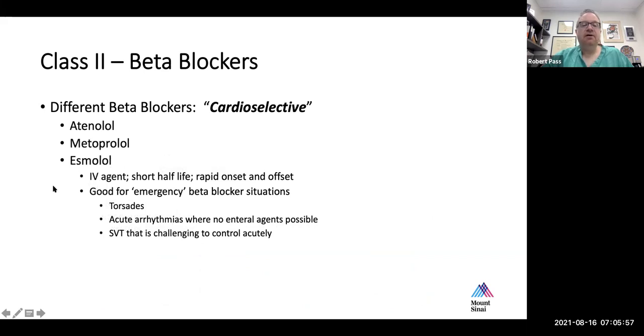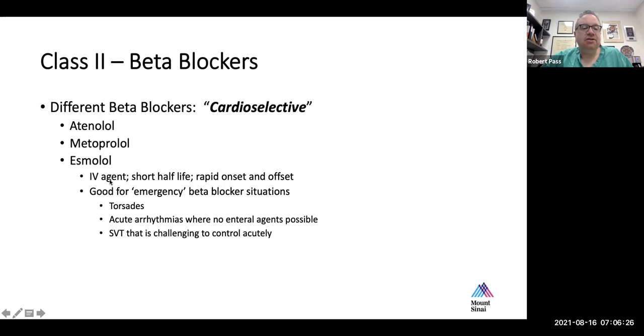There are other beta blockers that are more cardioselective, meaning that they're more beta-1 and not beta-2 acting. These include atenolol and metoprolol, which are two of our more common agents that we use mostly for people with relatively minor or non-life-threatening arrhythmias, such as SVT. And then esmolol is cardioselective.